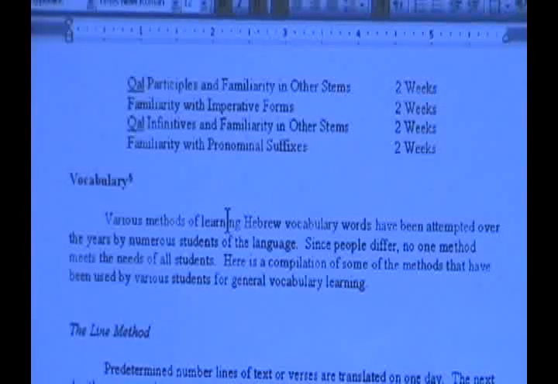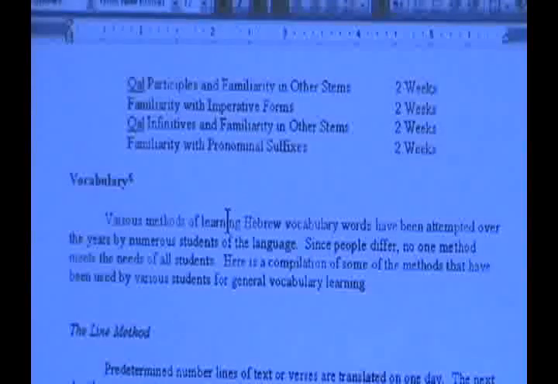I think it's the fact that it's a triliteral language. By that I mean primarily most words are based on 3 consonants. How many consonants are there? 22. You can vary 22 consonants, but at some point in time, you're going to run out of possibilities.